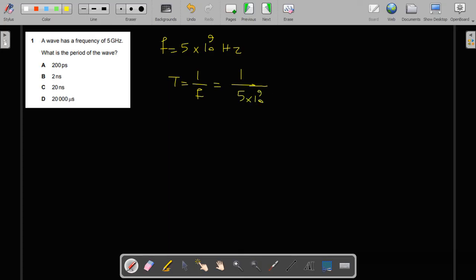times 10 to power 9, which is 0.2 times 10 to power 9. If you rewrite it as 10 to power 12, it becomes 200 times 10 to power negative 12 seconds, which is 200 picosecond. So A is right.